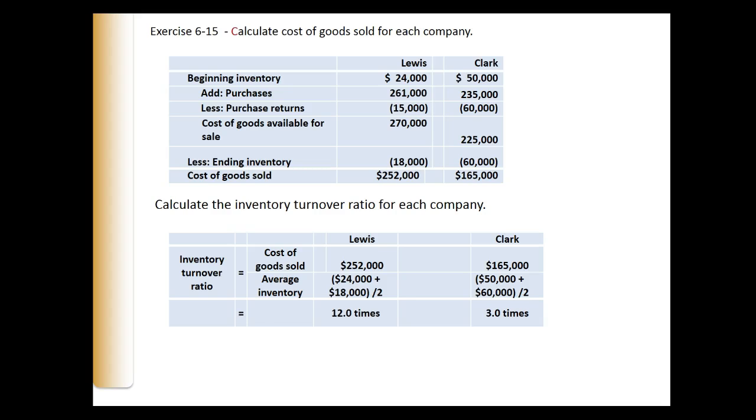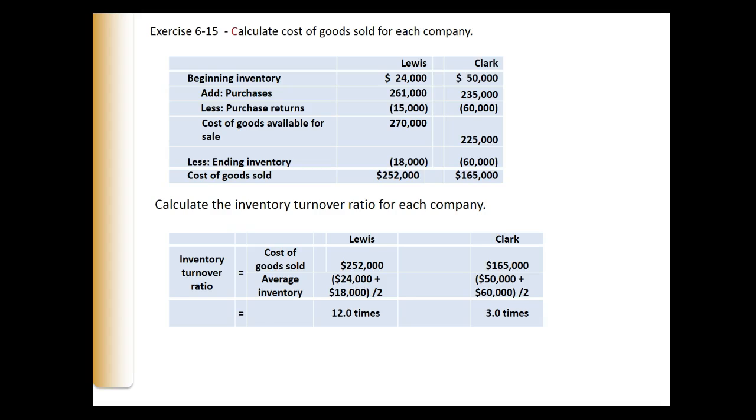We come up with our inventory turnover ratio by our cost of goods sold, which is the $252,000. We start with our beginning inventory and our ending inventory. We add those, divide it by 2 to come up with an average. So our $24,000 beginning inventory plus our $18,000 ending inventory, add those, divide it by 2. We take the 252 cost of goods sold divided by that average equals 12 times the inventory is turned over. Now with Clark, we're going to follow it the same way.